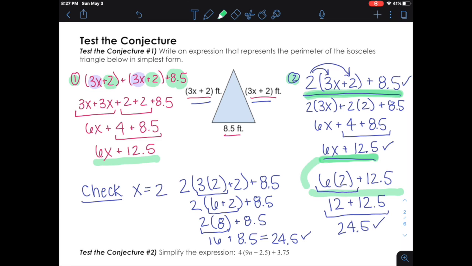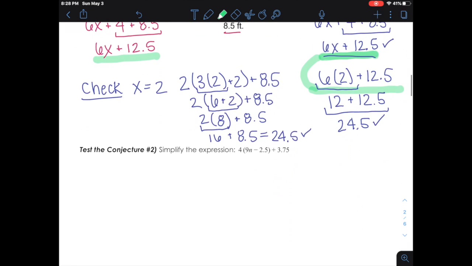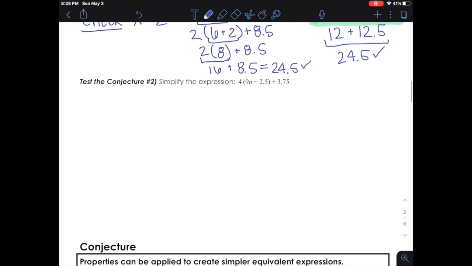Notice how much simpler it was to use this expression, the more simplified version. Like I said, simplified makes your life easier. Why work harder when you can work smarter? That's my favorite motto. All right, guys, let's do test the conjecture number 2.